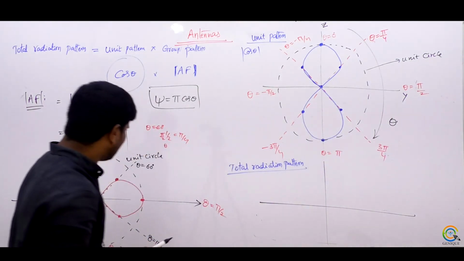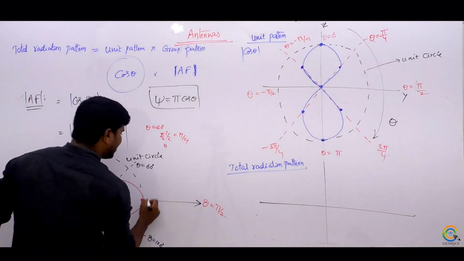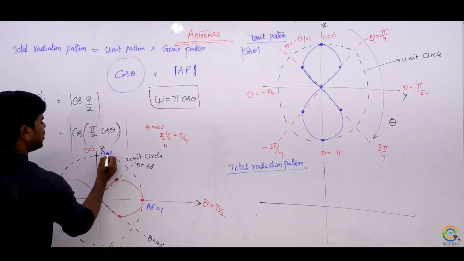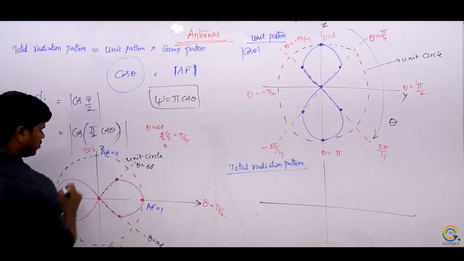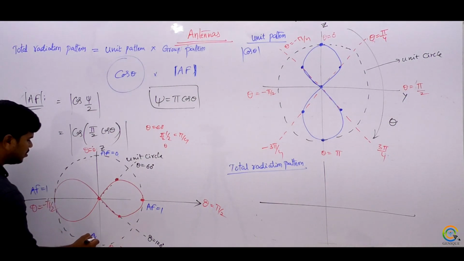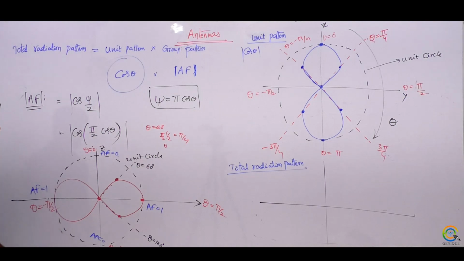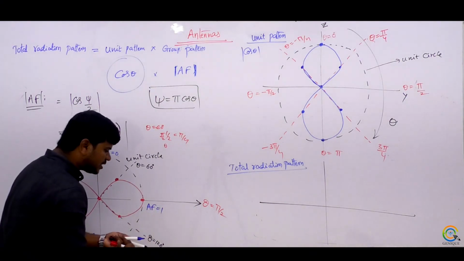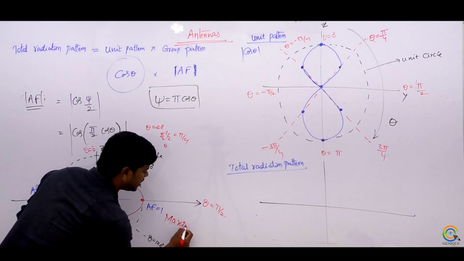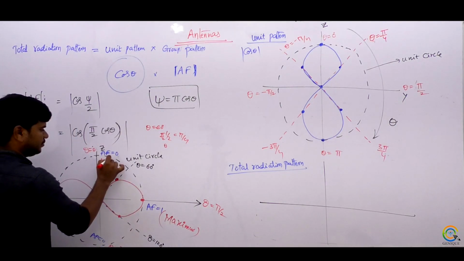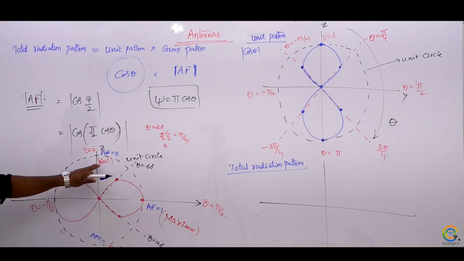If you observe this, what is this? It is the array factor. Here array factor is equal to 1, here array factor is equal to 0, here array factor is equal to 1, here array factor is equal to 0. Array factor 1 means it is a maximum radiation. Array factor 0 means in this direction you will get a null.